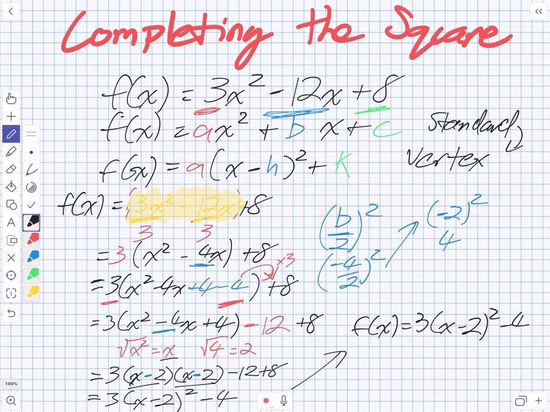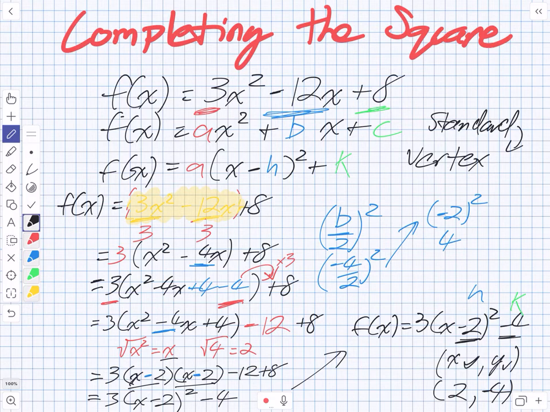What does that mean for a vertex? We talked about this before, but the x value of the vertex is going to be the h term, and the y value of the vertex is going to be the k term. So we look at our h and our k, and that means our vertex is positive 2 and negative 4. Remember, we always take the opposite of the term inside the brackets.